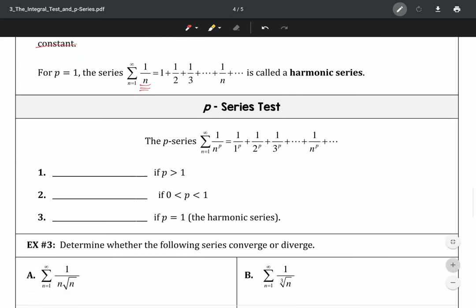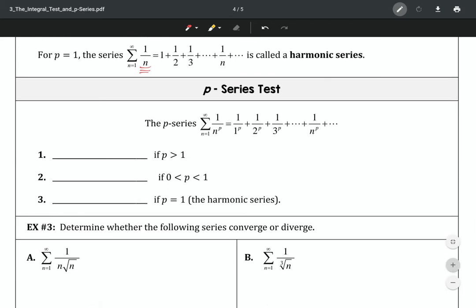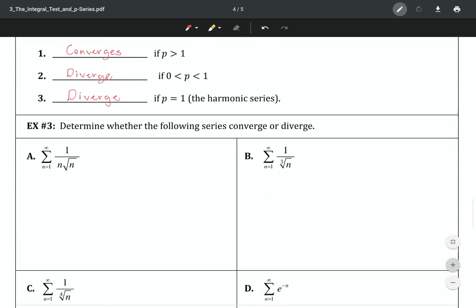For the p series, if you see something that fits, you have to know that if p, which is the power here, is greater than 1, then it's going to converge. If p is between 0 and 1, then it's going to diverge. And if it's exactly 1, that's the harmonic series, which is also going to diverge. Just take a look at what we're talking about here.